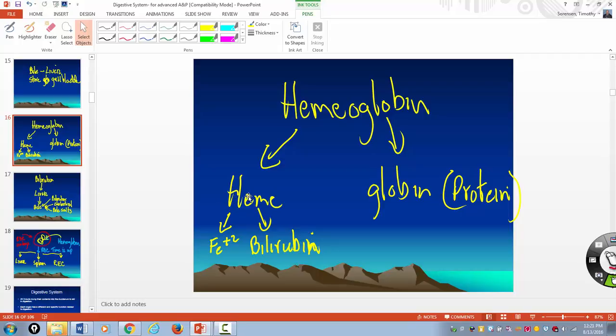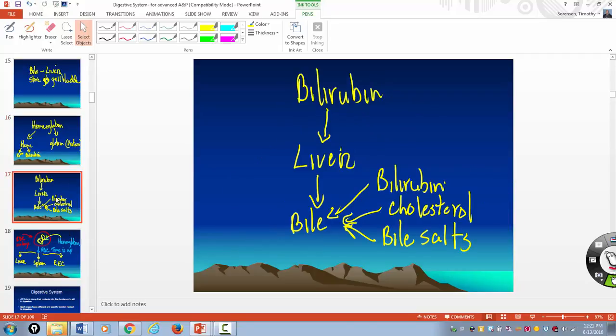The heme portion is the critical part. The heme portion is broken down to iron and bilirubin. And bilirubin has a yellowish green brown color. That bilirubin then goes to the liver and it's converted to bile. And bile is basically bilirubin from dead red blood cells, cholesterol, and bile salts.